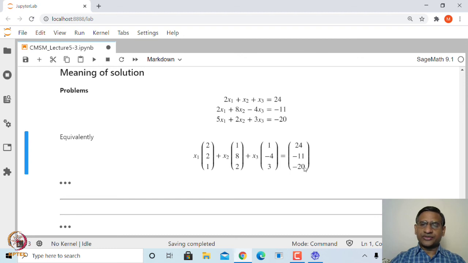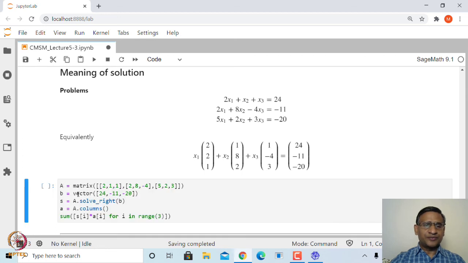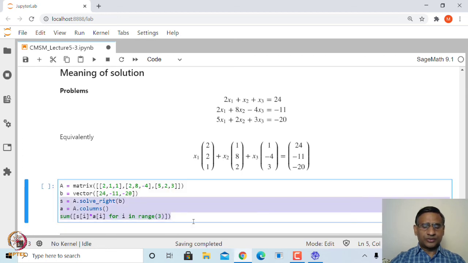So, what it means is that B is a linear combination of the columns of A. That is exactly what it means. So, in case, let us say, alpha 1, alpha 2, alpha 3 is a solution of this system, then alpha 1 times the first column plus alpha 2 times the second column plus alpha 3 times the third column should be equal to B. Okay. So, that is another way of visualizing this system of linear equations. Let us just verify this quickly. How do we verify this?